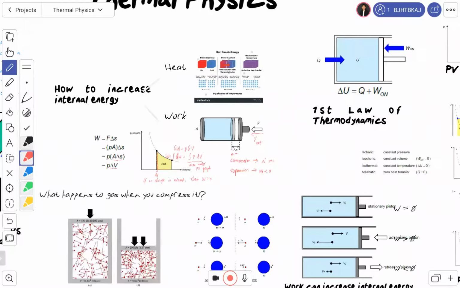What's next? I'm so confused already. Too much diagram.